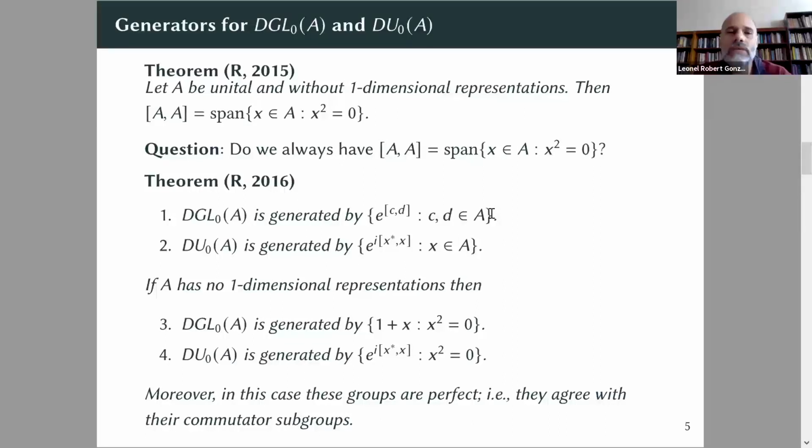So without one-dimensional representations, we get 3 and 4, where I can use square zero elements. And for example, a corollary is that in this second situation, the groups are perfect. In other words, if I take the commutator subgroup again, I don't get anything new, I get the same group again. I do exploit these square zero generators for that.